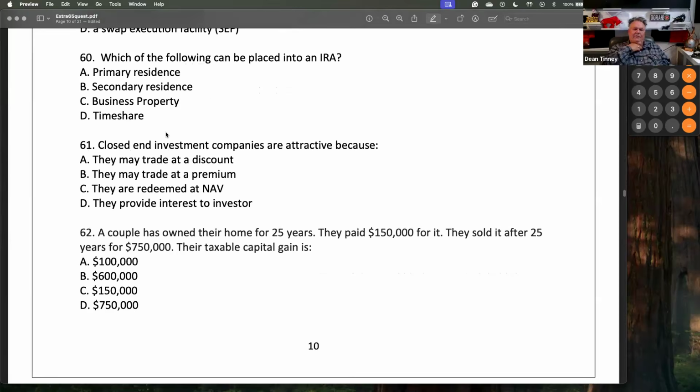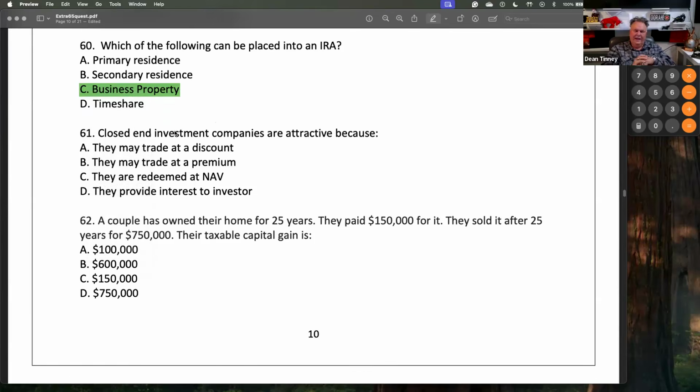Which of the following can be placed into an IRA? Is it a business property? Right on. Good job. I like that. I would have used the Sesame Street trick on that one. One of these things is not like the other.